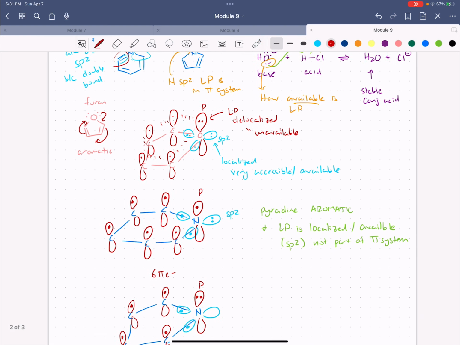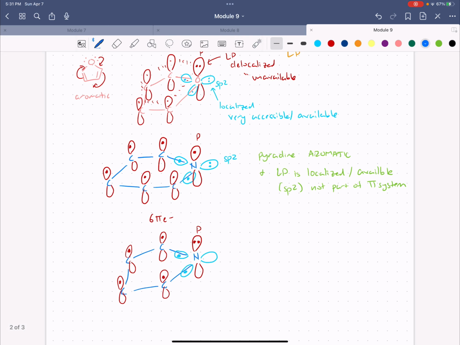Let me draw that out. Here's a bond to H, and so nitrogen contributes 1 electron to that bond, and that's good. Nitrogen has 5 valence electrons. Same thing here, 5 valence electrons, neutral. But now we notice that the lone pair is part of the pi system, and that's the big deal here. So the lone pair is delocalized. Pyrrole is still aromatic. They're both aromatic.